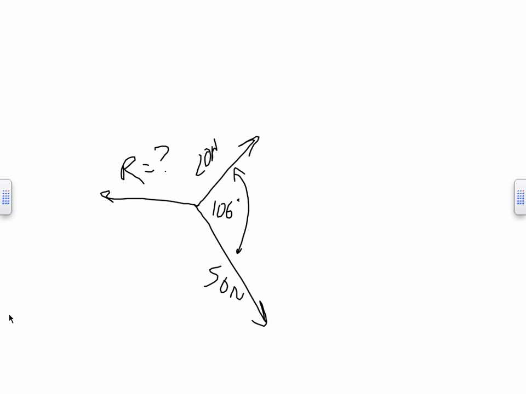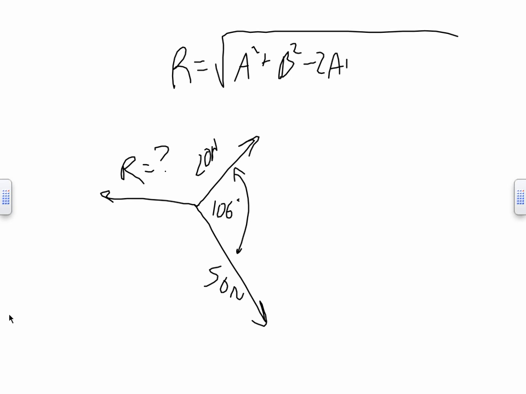Pavin immediately said, just use the law of cosines, right? And then I wrote this out, and for theta I used 106. That was my mistake, and that's why it came out to be the wrong answer this morning. When you add vectors, remember, it's got to go head to tail, head to tail.